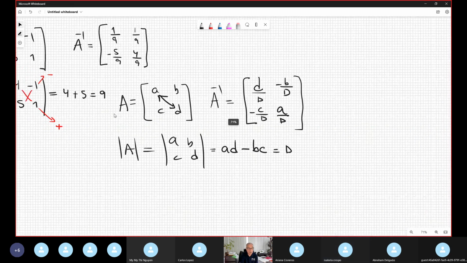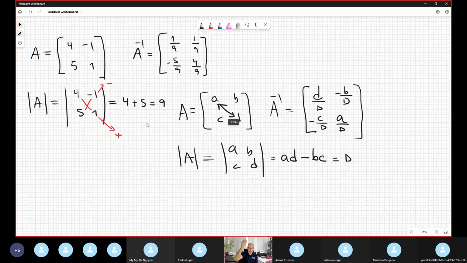Yes. Okay. In our previous example, the determinant was 9. You divide every element by 9. Interchange 4 and 1 and change the signs to -1 and +5. And that's it. Super. Do you want to double check this idea in GeoGebra or no? Yes, okay.